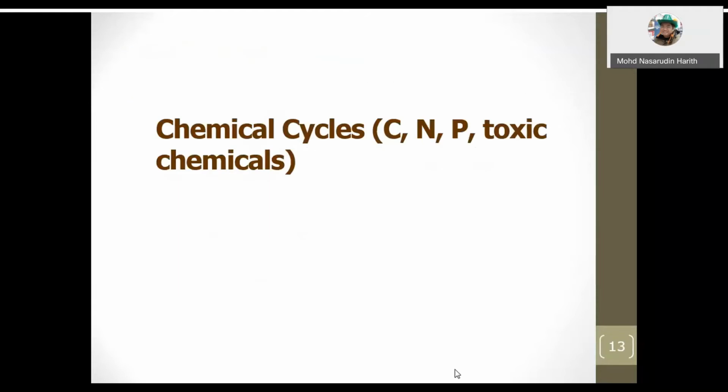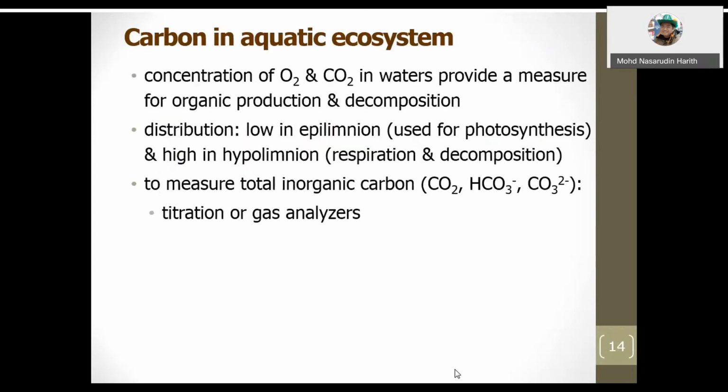This is the second part of the objective of this topic, the chemical cycles, which consist of the carbon cycle, nitrogen cycle, phosphorus cycle, and some of the toxic chemicals. Concentration of oxygen and carbon dioxide in waters provides a measure for organic production and decomposition. The distribution of carbon is low in the epilimnion, which is used for photosynthesis, and high in the hypolimnion, which is used for respiration and decomposition. To measure total inorganic carbon, which are carbonic acid, bicarbonate, or carbonate, we can use titration or gas analyzers.